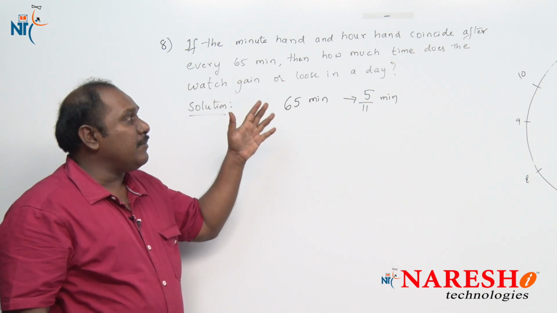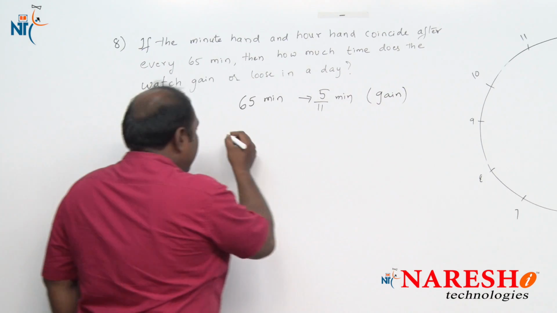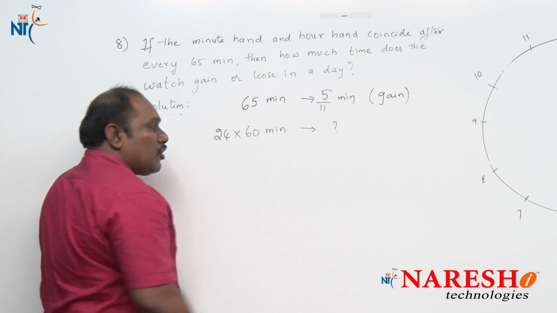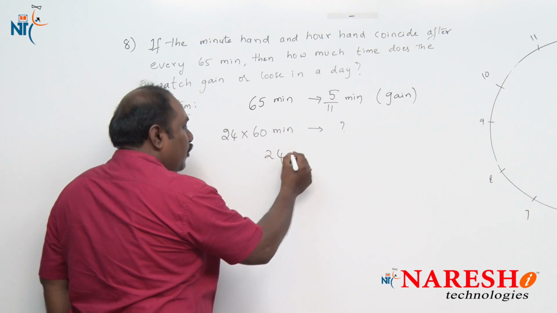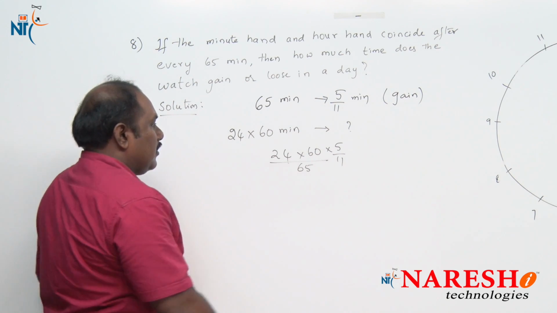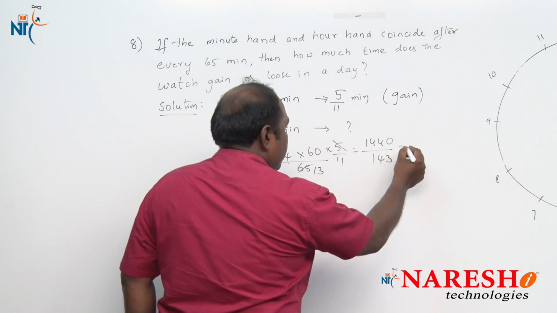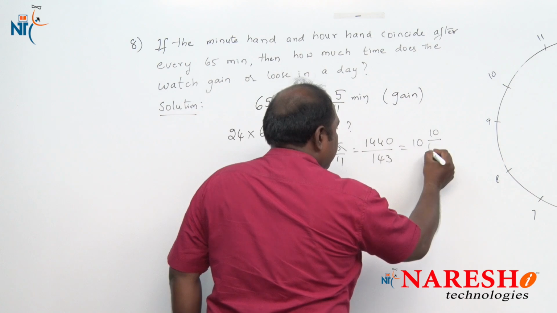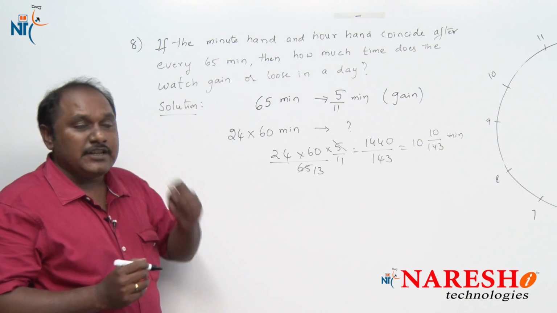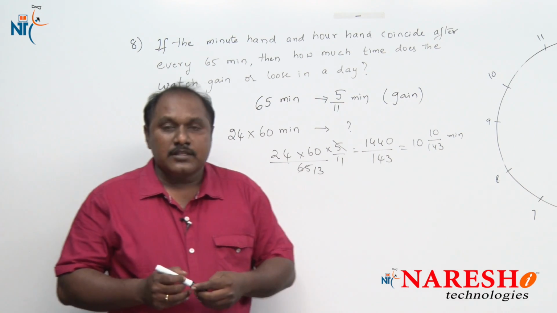Now the question is, how much time does the watch gain in a day? Now this is gain. In a day, that is in 24 hours, that is in 24 into 60 minutes, how much time does the watch gain? Now solving this, we get 24 into 60 into 5 by 11 by 65. 5 13ths, so it is 1440 by 143, which is 10 by 143 minutes. So if the minute hand and hour hand coincide after every 65 minutes, then the watch gains 10 by 143 minutes in a day.